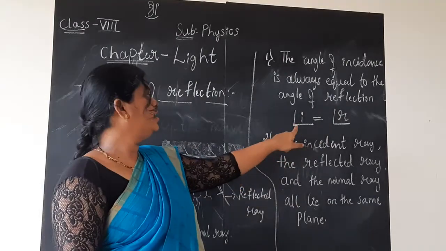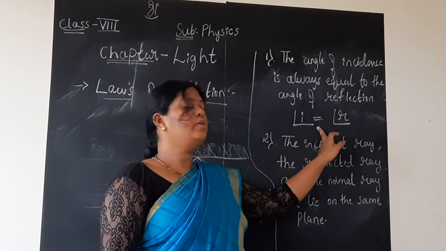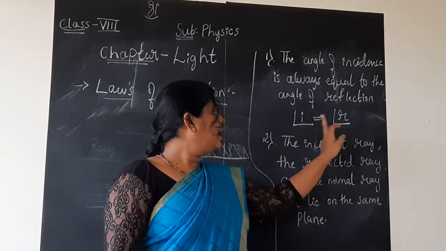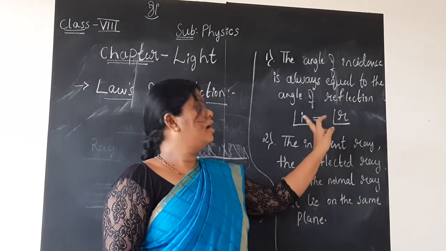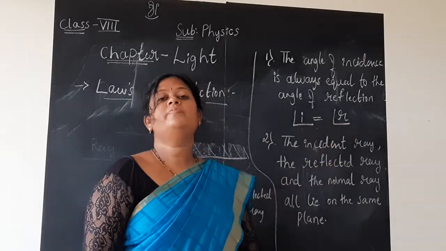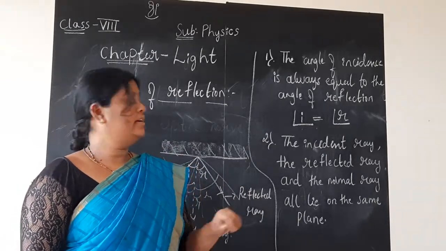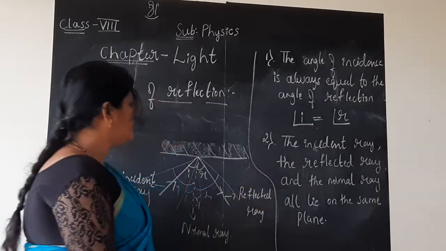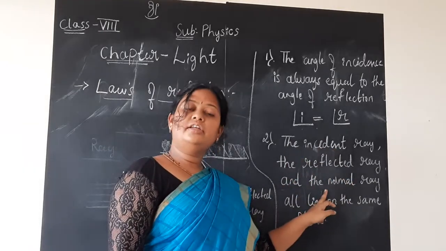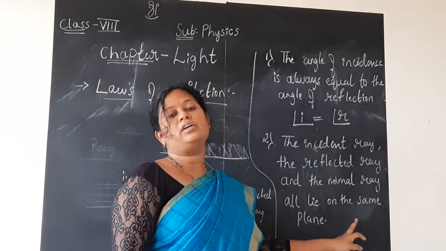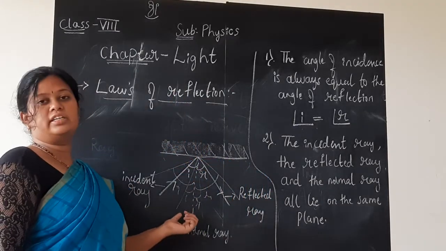Mathematically, how do you represent it? You know how to write the angle, L shape, I, R, no? So this is how you represent the angle. Angle I, angle R. You will read it as angle I, angle R. Angle I is always equal to angle R. That is the first point. In the second point, the incident ray, the reflected ray, and the normal drawn all lie on the same plane.